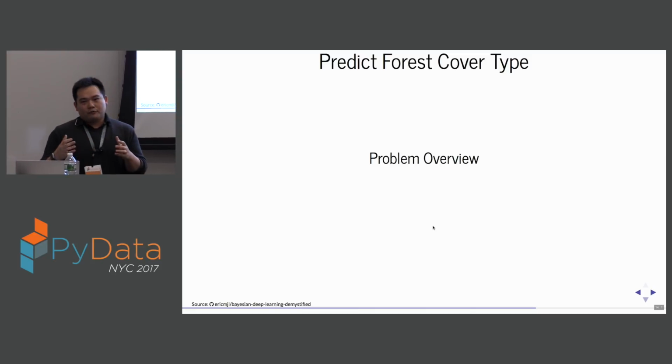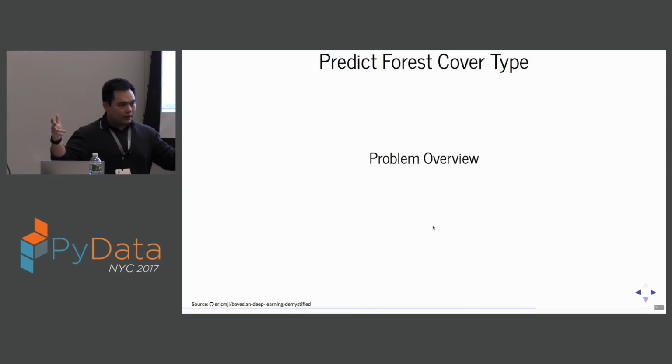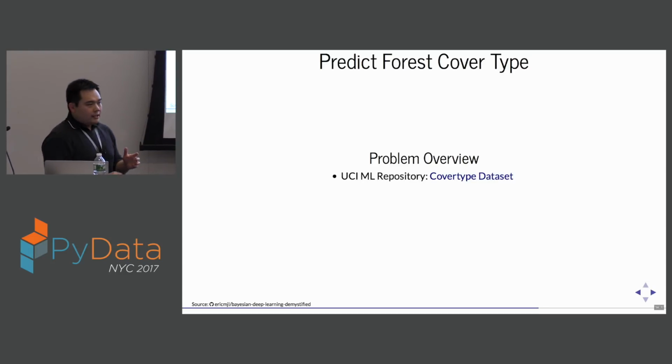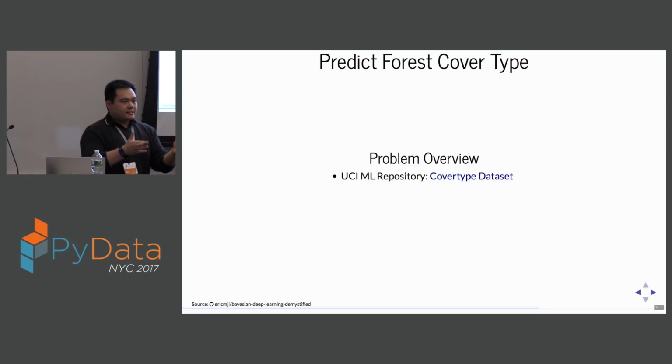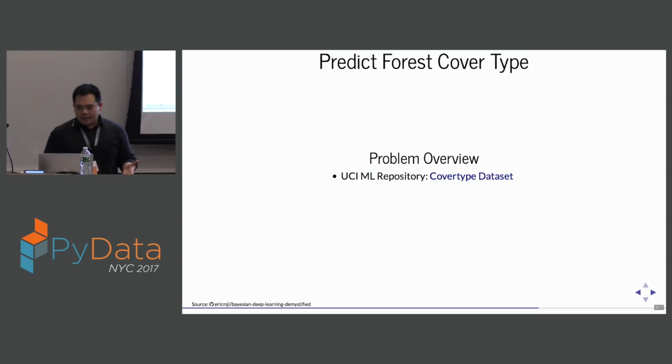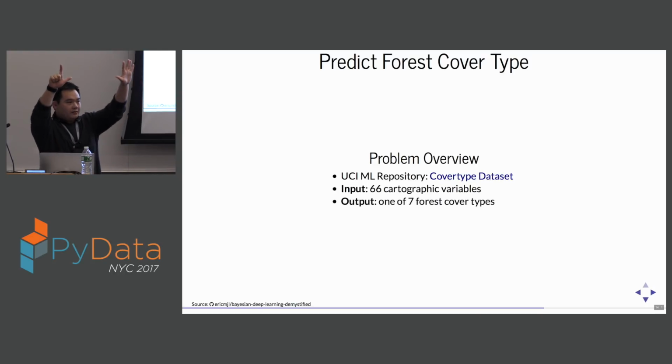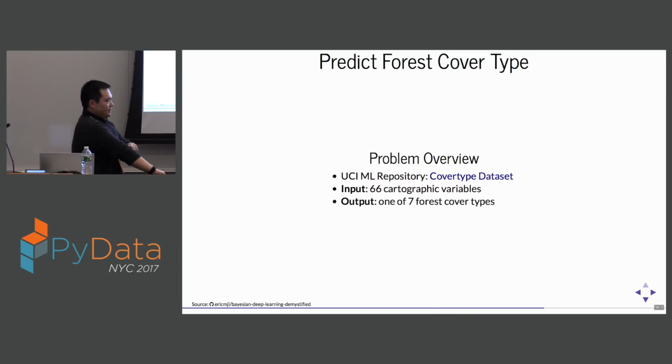I'm going to show you an example from a multi-class classification problem. This problem is basically structured as such. There's this data set that exists inside the UCI machine learning repository. It's called the cover type data set. Without showing you what the data looks like, I'm going to tell you what the task is at hand. I have 66 cartographic variables, and I want to output 1 out of 7 different forest cover types, right? So you can imagine setting up a multinomial logistic regression or the likes to solve this.